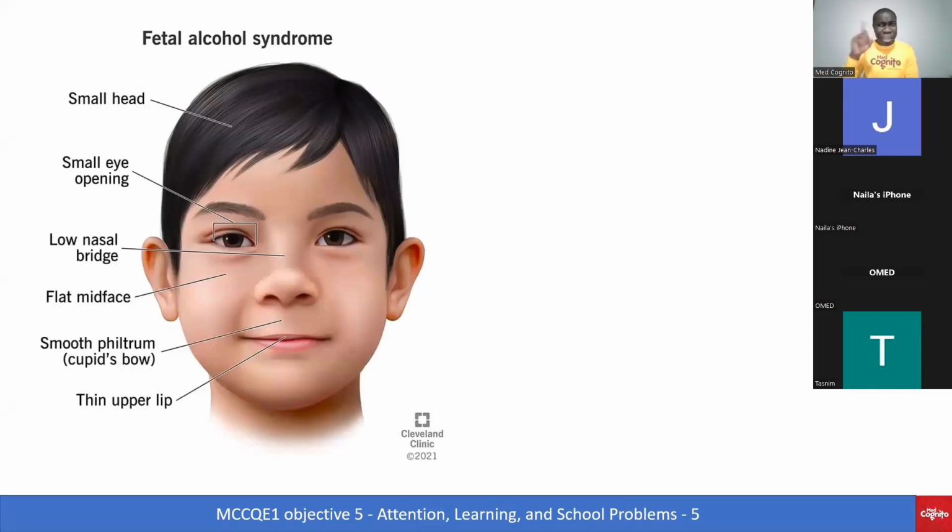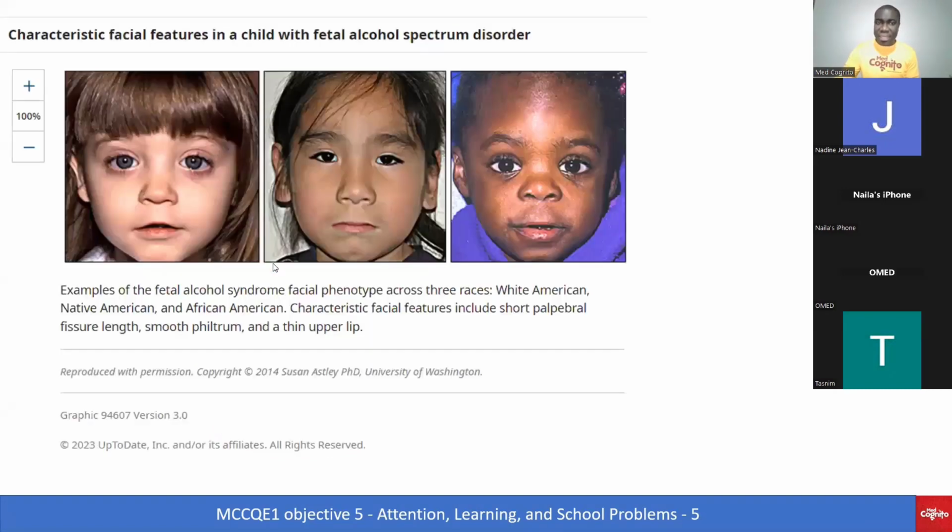So they will have a small head, not a big head, a small head, small eyes, low nasal bridge, a smooth philtrum. So if you look at all of us, in our philtrum you can see a little wedge there, but in a child with fetal alcohol syndrome, the philtrum is smooth, and they'll have a thin upper lip.